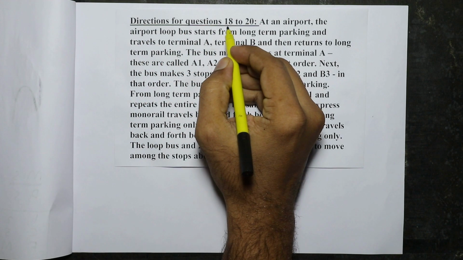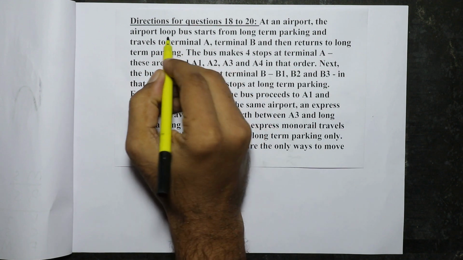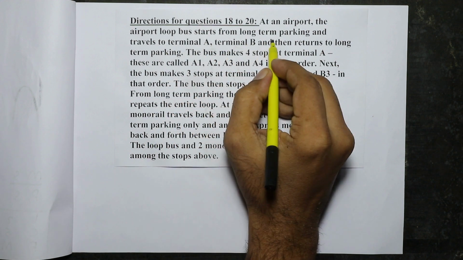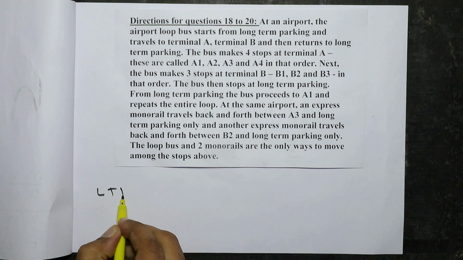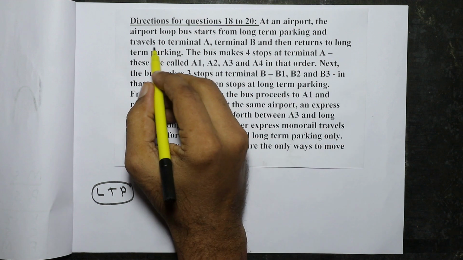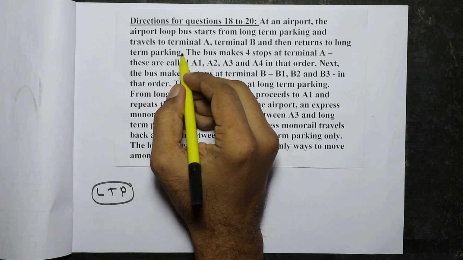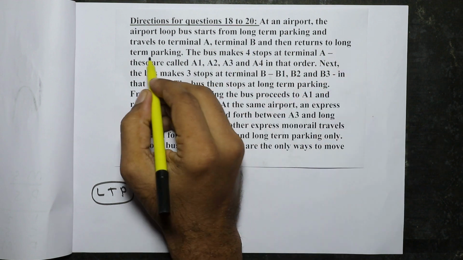Directions for questions 18 to 20. At an airport, the airport loop bus travels in a circle. It starts from long-term parking and travels to terminal A, then terminal B, and then returns to long-term parking.